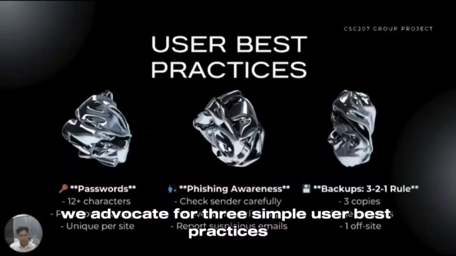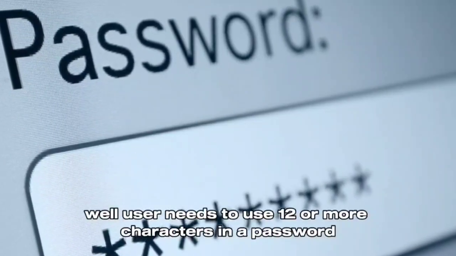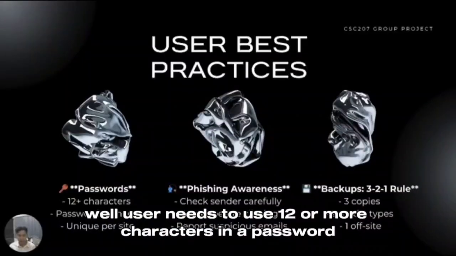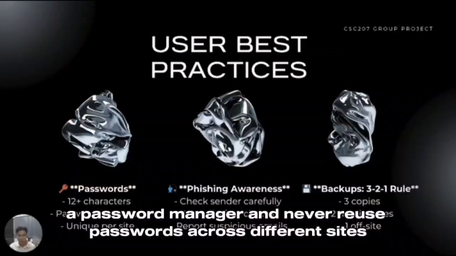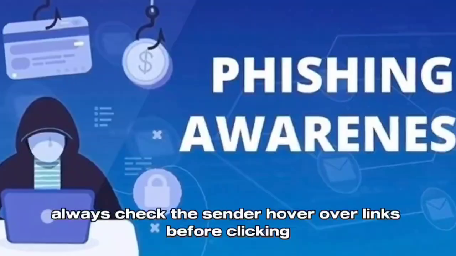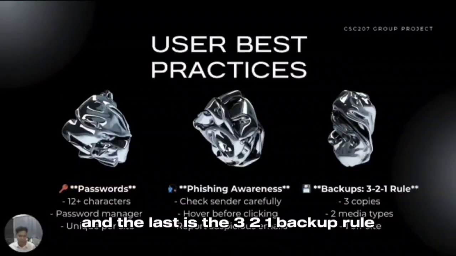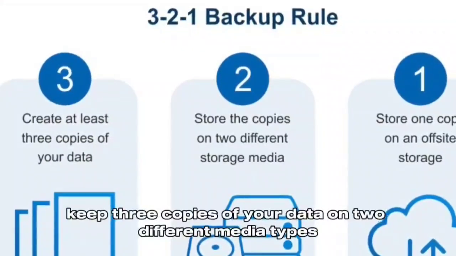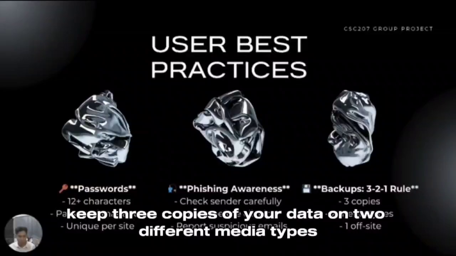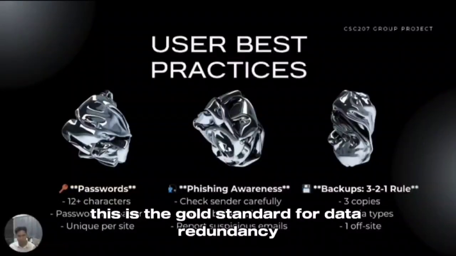We advocate for three simple user best practices. First is passwords. Users need to use 12 or more characters in a password manager and never reuse passwords across different sites. The second one is phishing awareness. Always check the sender, hover over links before clicking, and report anything suspicious if you find any. And the last is the 3-2-1 backup rule. Keep 3 copies of your data on 2 different media types with 1 copy stored off-site. This is the gold standard for data redundancy.